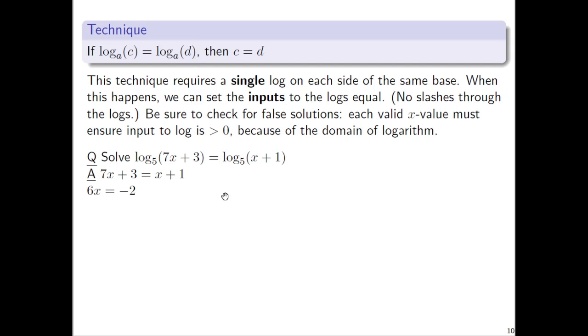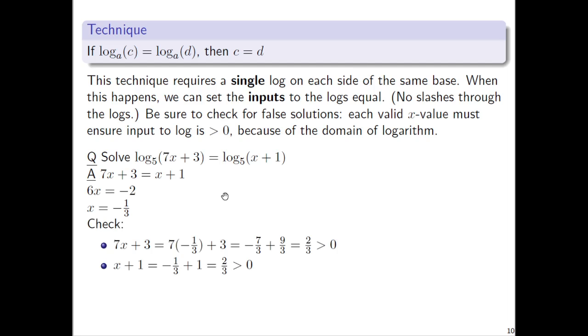And then subtract x on both sides, subtract 3 on both sides. You have 6x equals negative 2. Divide by 6 on both sides, and x is equal to negative 2/6. In other words, x is equal to negative 1/3 once you reduce the fraction. Now, are we done? Not quite yet. We just need to check.